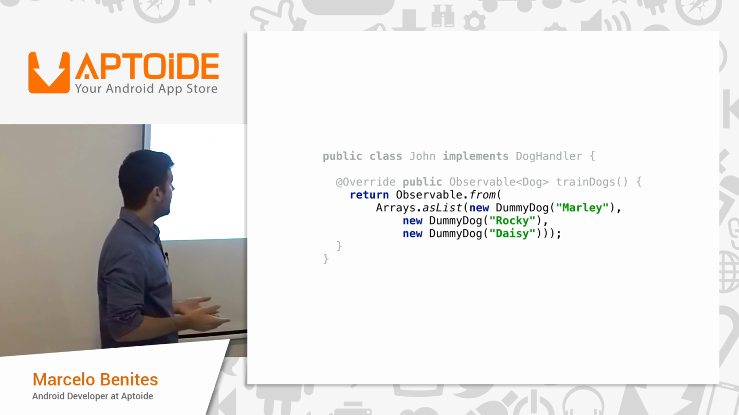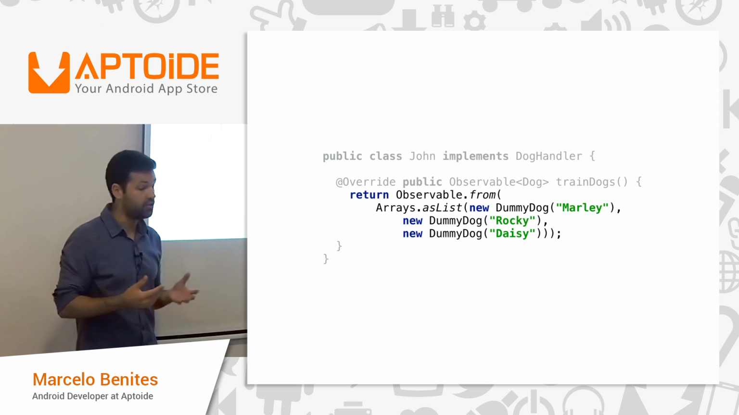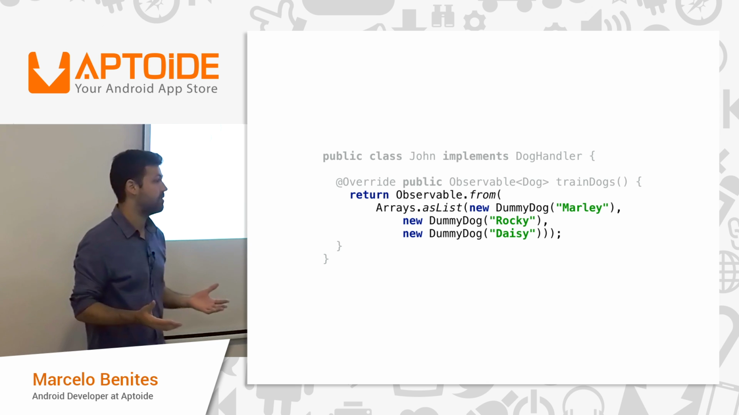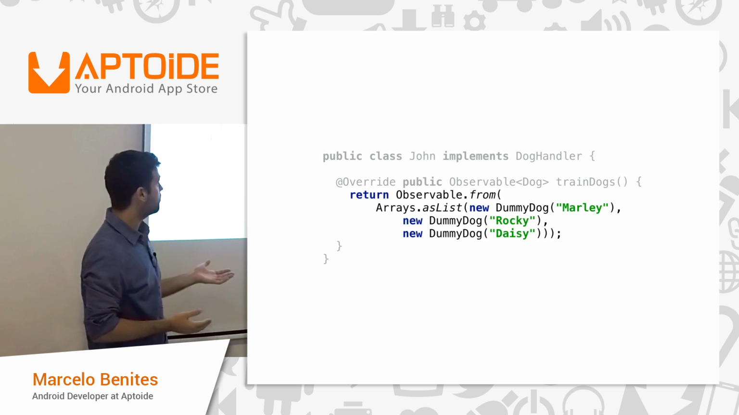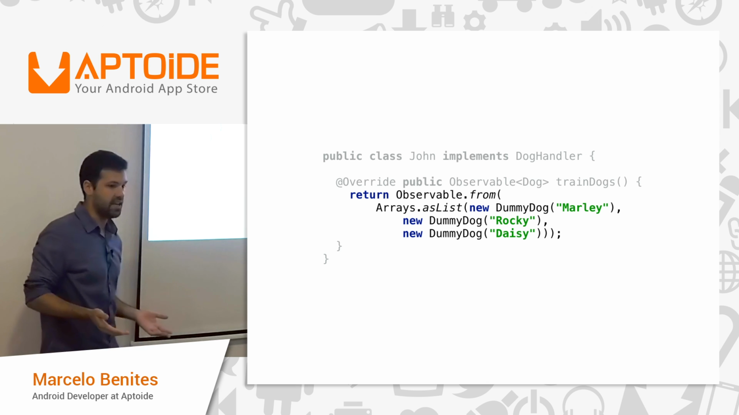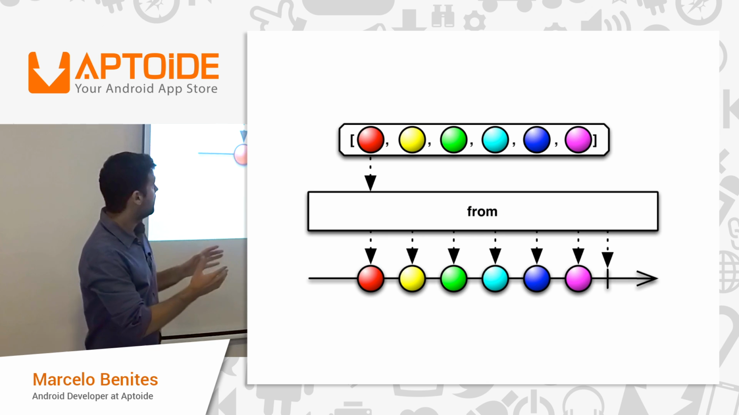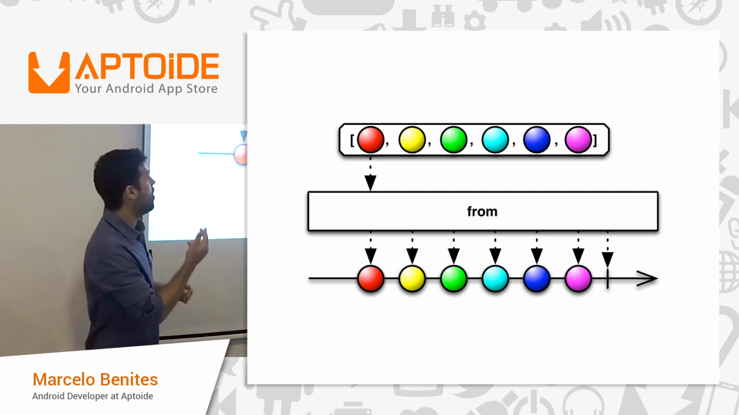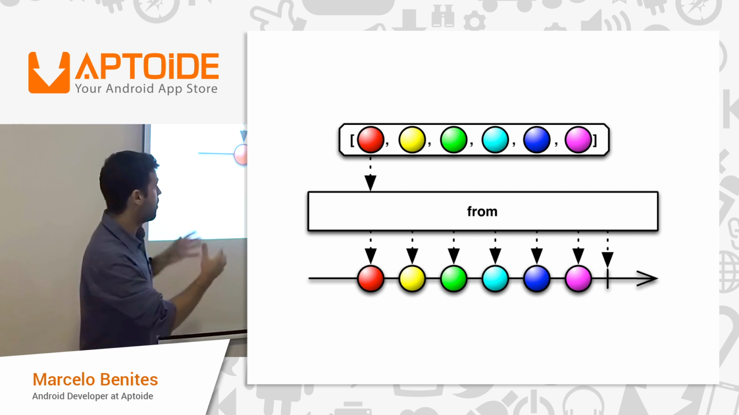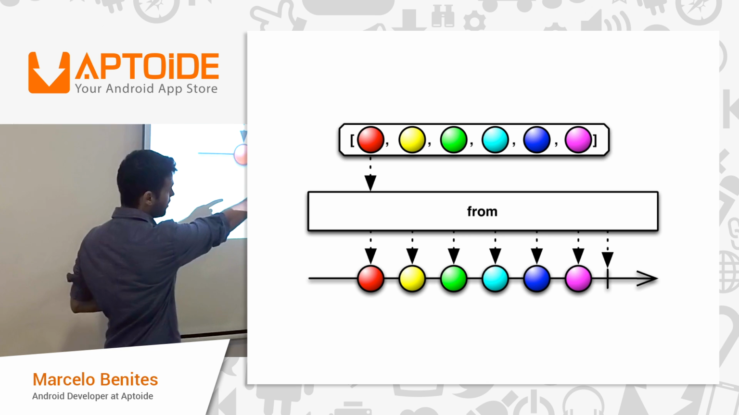There's another one that receives any object that implements the iterable interface in Java. So it can be a list, a set, or any other object that implements this interface. In that case, I'm creating a list using the asList method. So I have a list of dogs, Marley, Rocky, and Daisy. And what will happen here is that this list is going to be emitted one item each time, using the from method. So from a list of iterables, I emit one item each time, and then I complete. You see by the completion event.